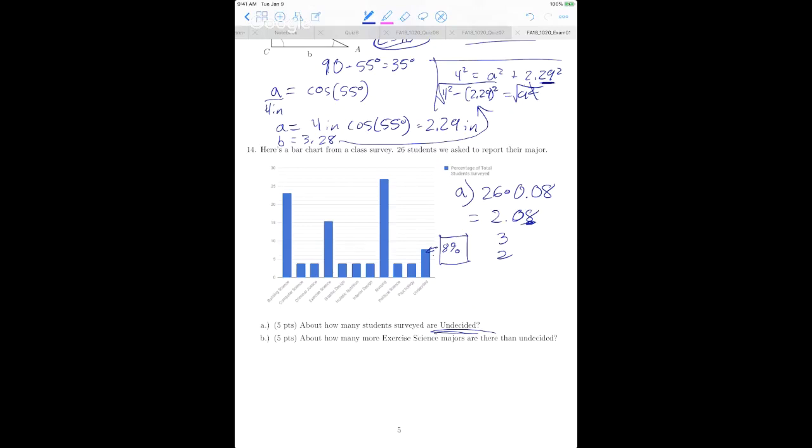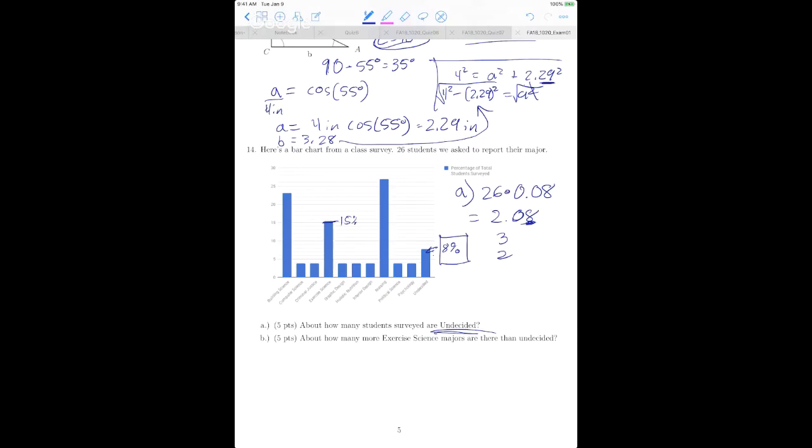How many more exercise science majors were there than undecided? All right, so now we got to go over here. You know, I'm just going to call that 15%. I know it's a little over, but you know, this is not a graph reading class. This is I want to make sure that you can convert from percentages to counts kind of thing. So if you marked that 15 or 16 or 15.5, I followed your work and counted it right if you were right.